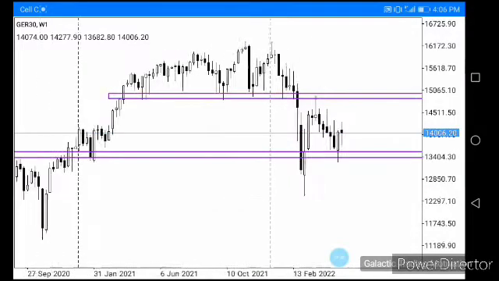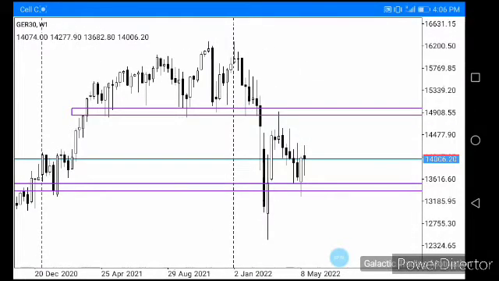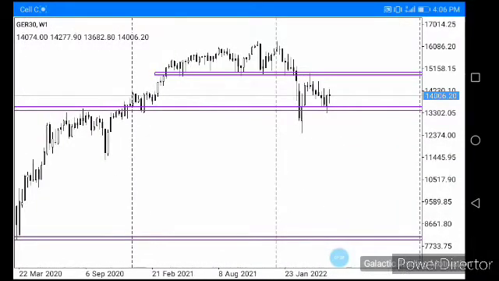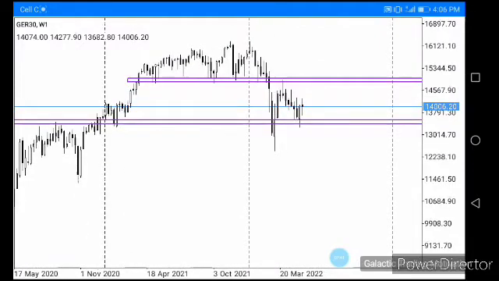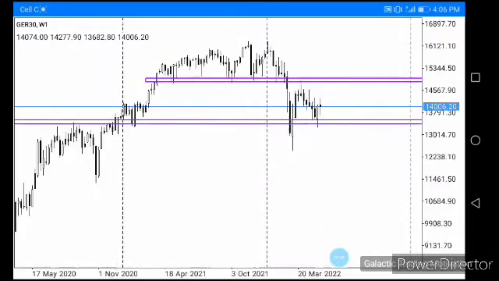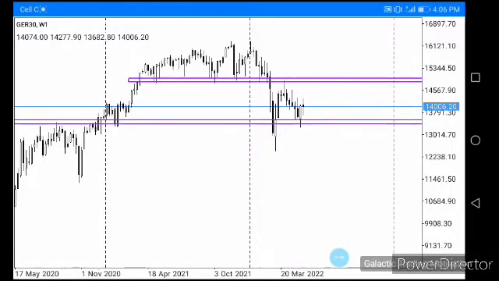So I now have the weekly chart open. Let's have a look. What do we see on this weekly chart that is of interest, of any significance? Let's see what we see on this particular chart.